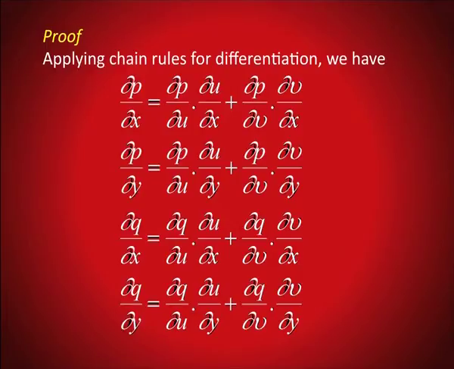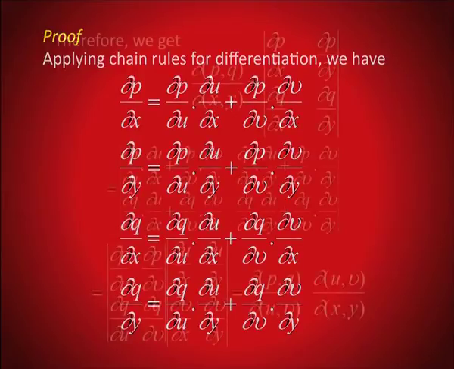Applying the chain rule of partial differentiation over p and q, we find ∂p/∂x is equal to ∂p/∂u times ∂u/∂x plus ∂p/∂v times ∂v/∂x. Similarly, ∂p/∂y is equal to ∂p/∂u times ∂u/∂y plus ∂p/∂v times ∂v/∂y, and ∂q/∂x is equal to ∂q/∂u times ∂u/∂x plus ∂q/∂v times ∂v/∂x. Similarly, ∂q/∂y is equal to ∂q/∂u multiplied by ∂u/∂y plus ∂q/∂v multiplied by ∂v/∂y.